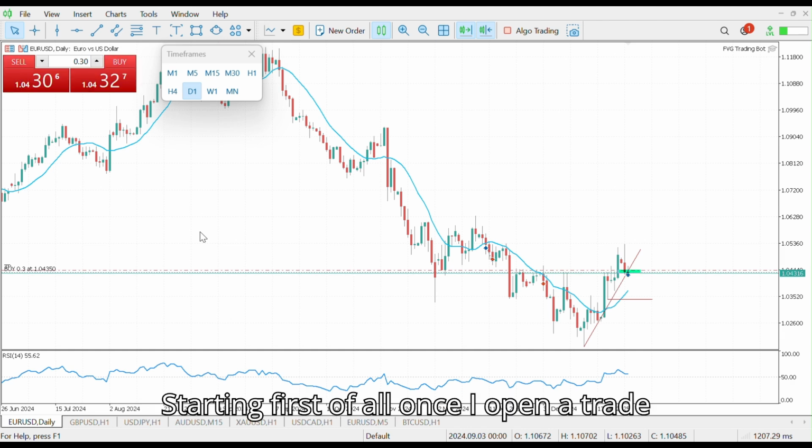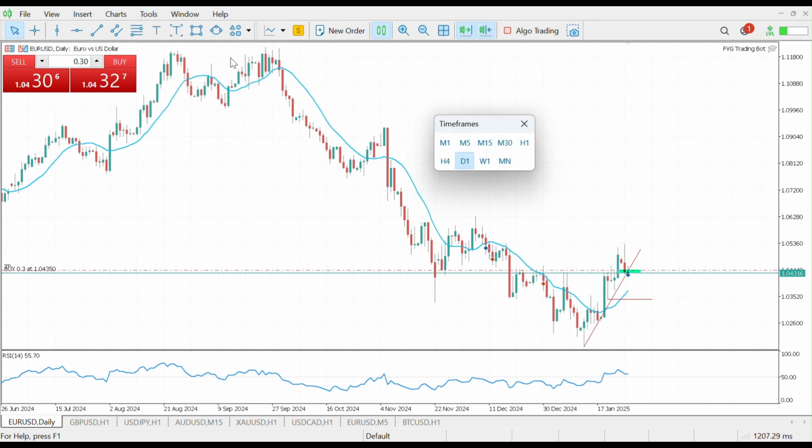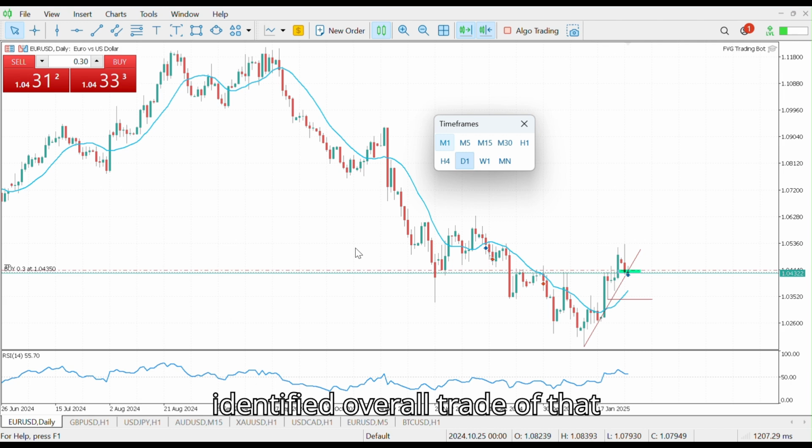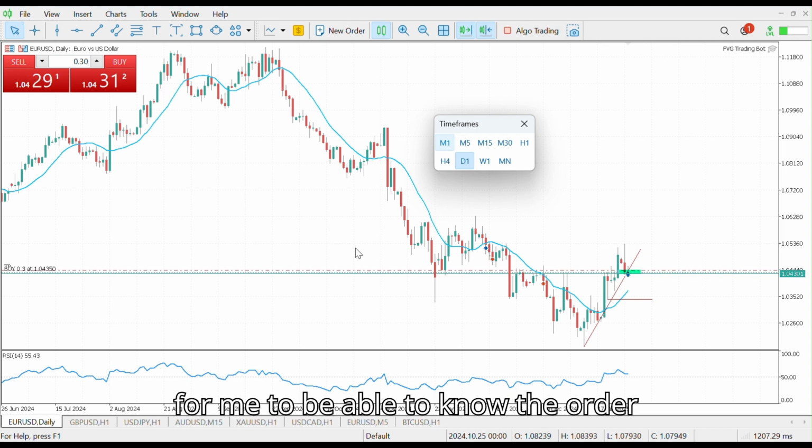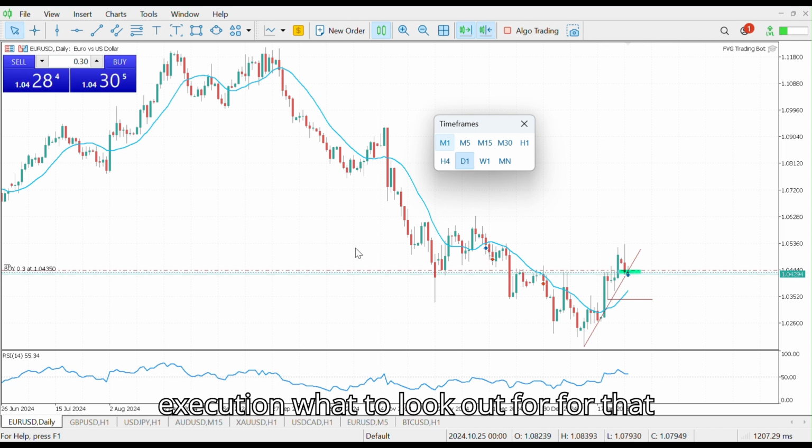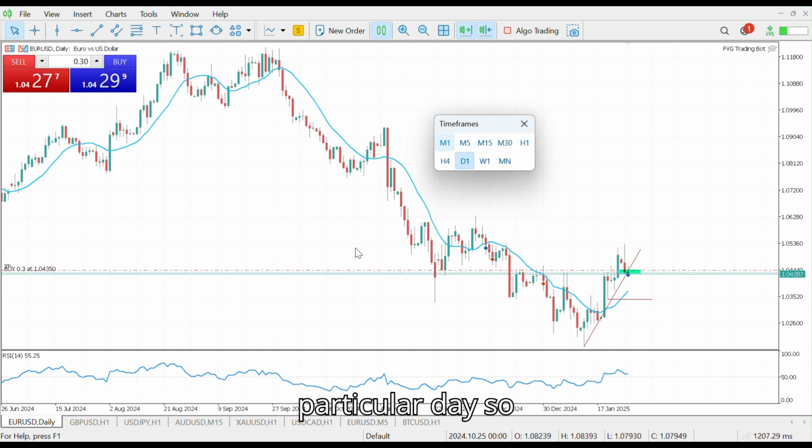Starting, first of all, once I open a trade, I try to identify the overall trend of that particular currency pair, and for me to be able to know the order execution, what to look out for that particular day. So first off, let's analyze Euro USD.